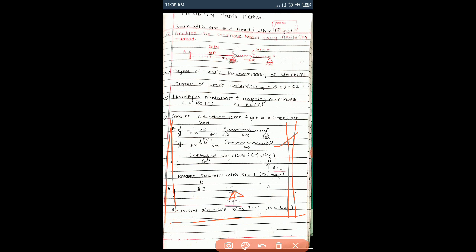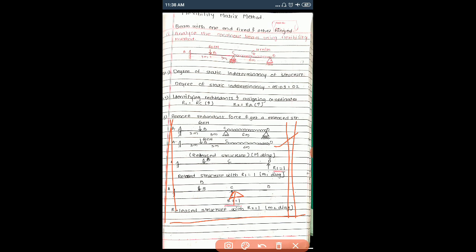In the next diagram, if there are two redundants, then you have to show two diagrams, the M1 diagram and the M2 diagram. The M1 diagram is for redundant 1, and in redundant 1 you have to apply a unit force 1. And the next diagram is for redundant 2, that is the M2 diagram, and there you have to show the unit force for that redundant. Okay, so I think it is clear to you.